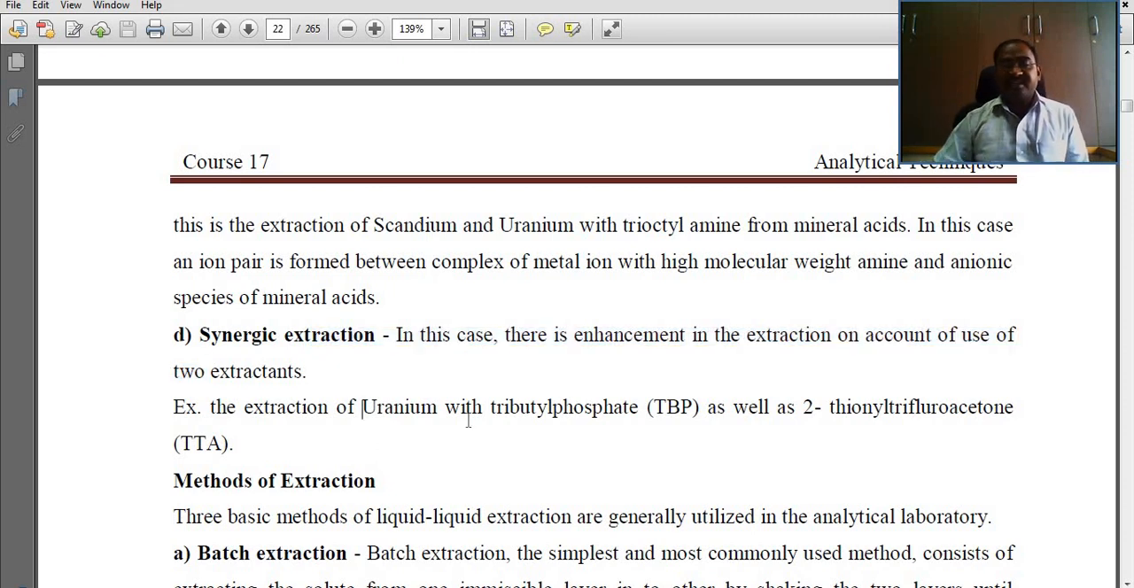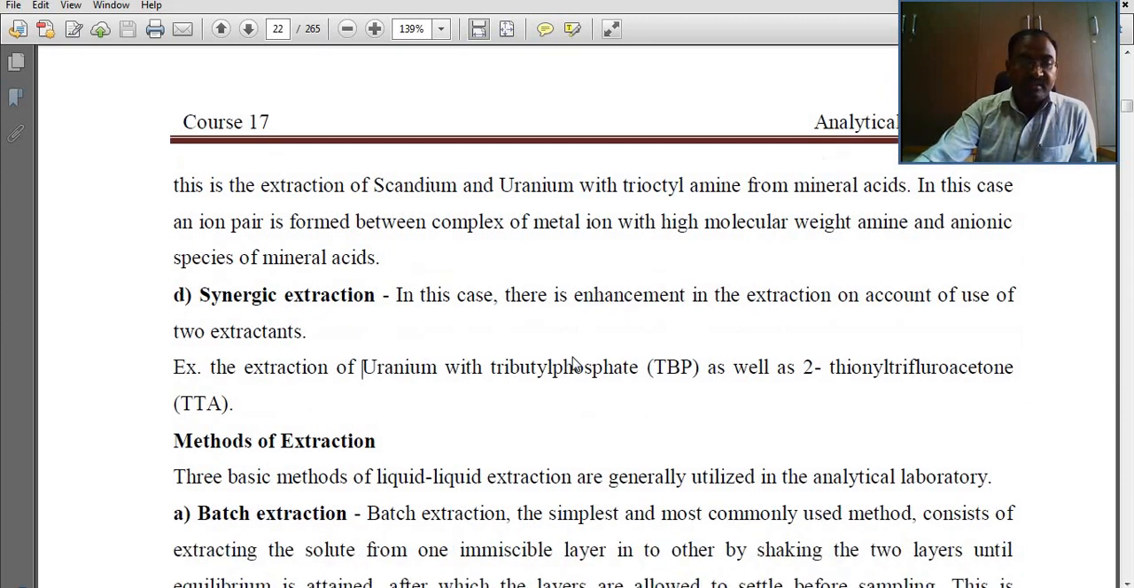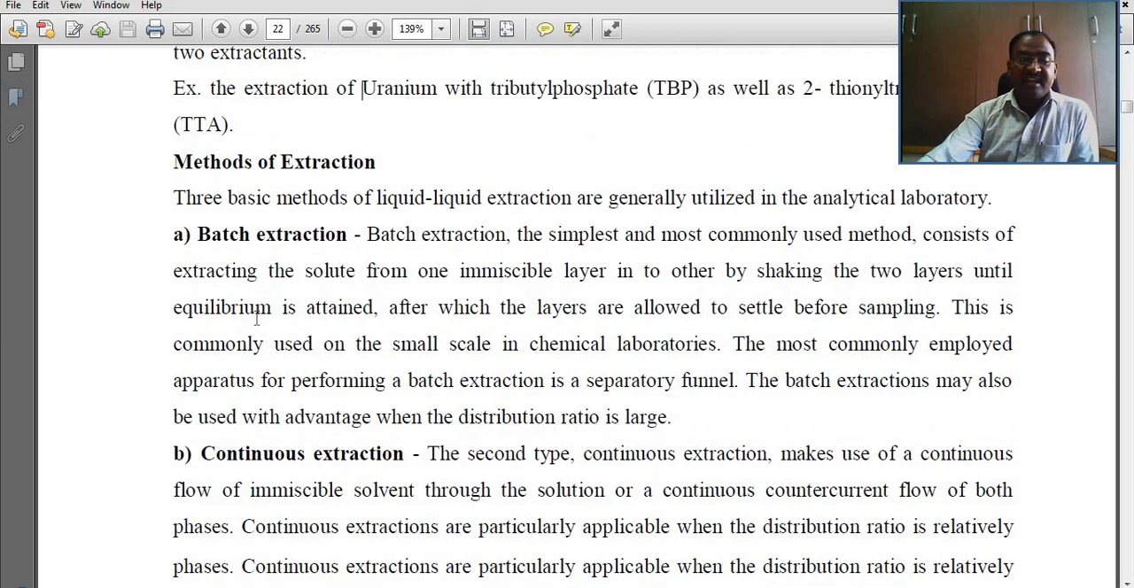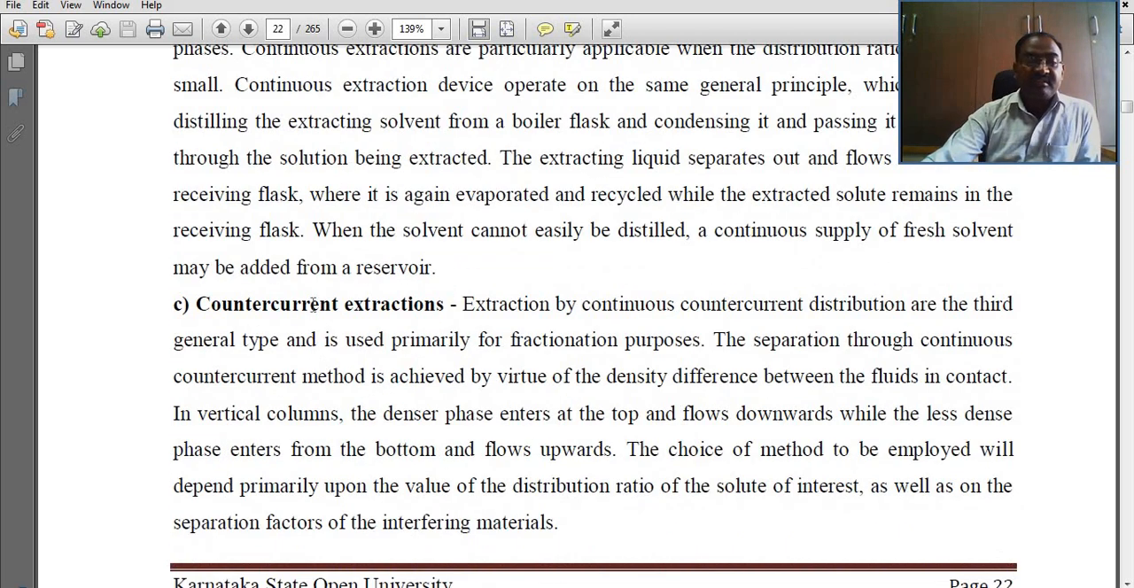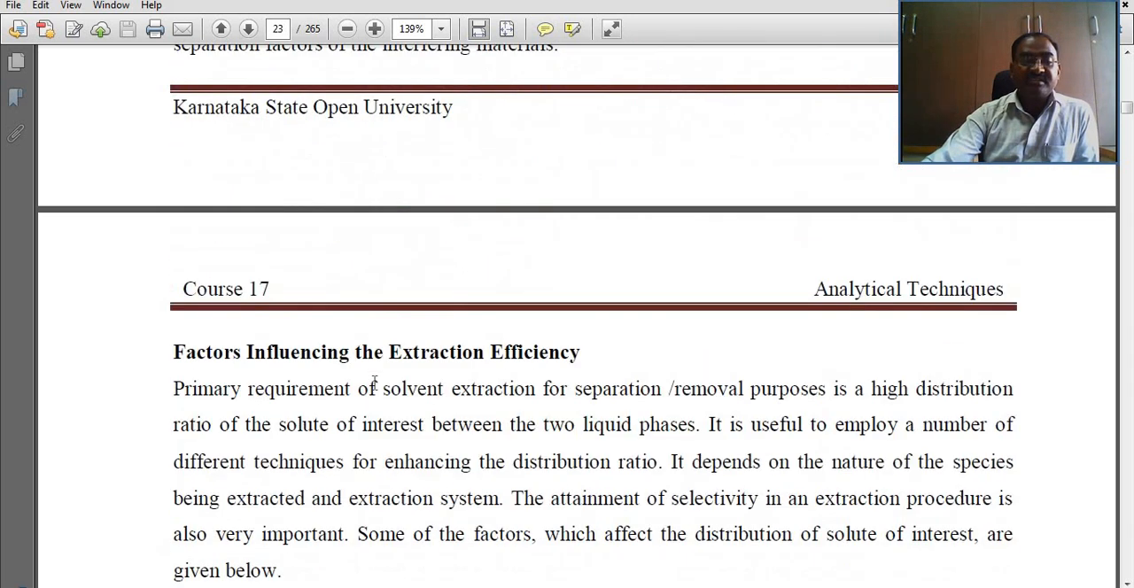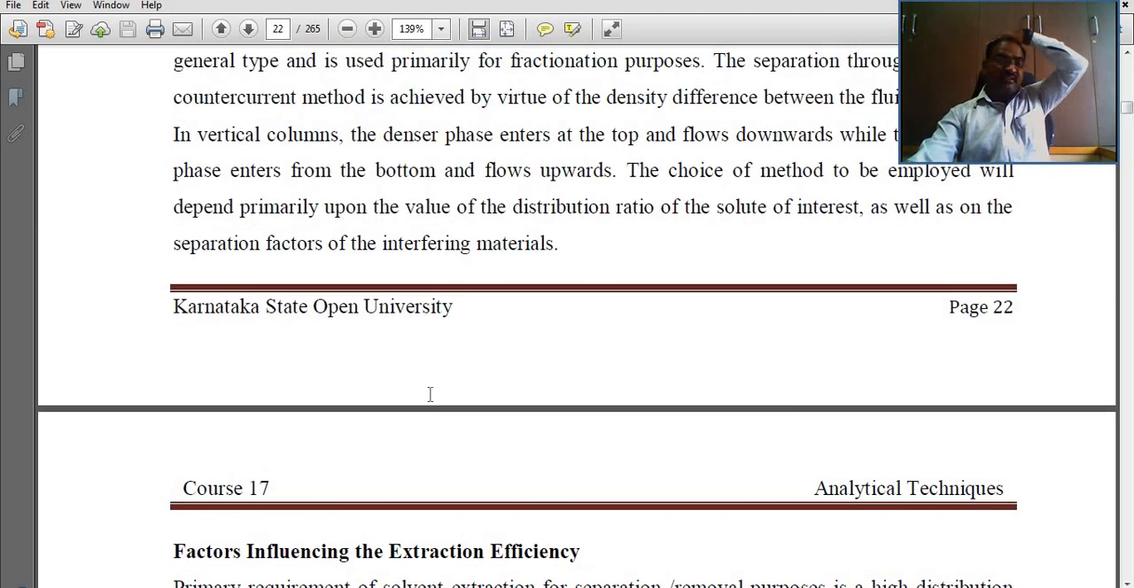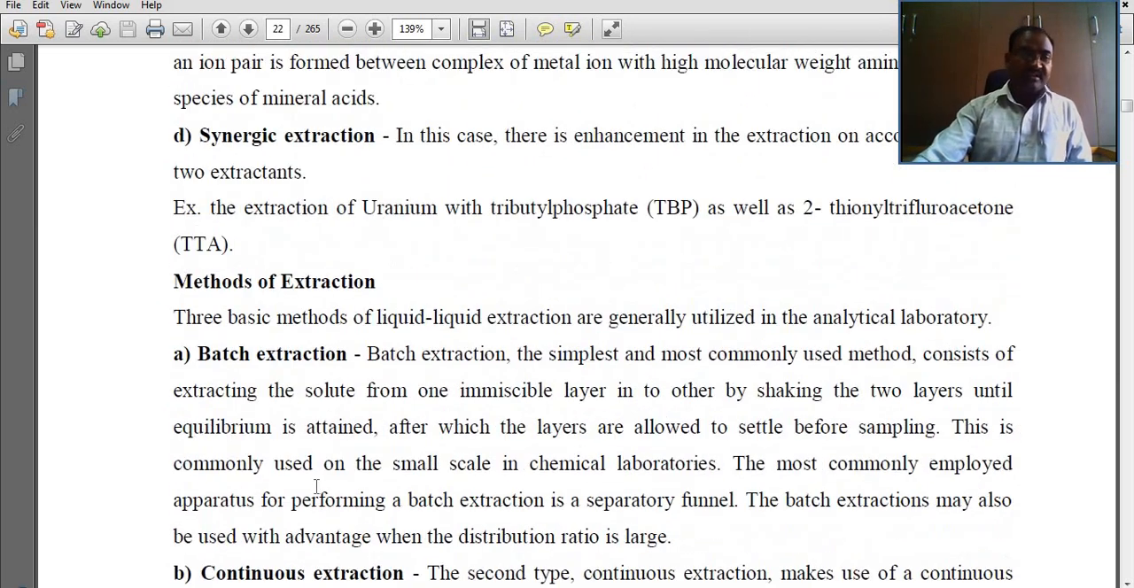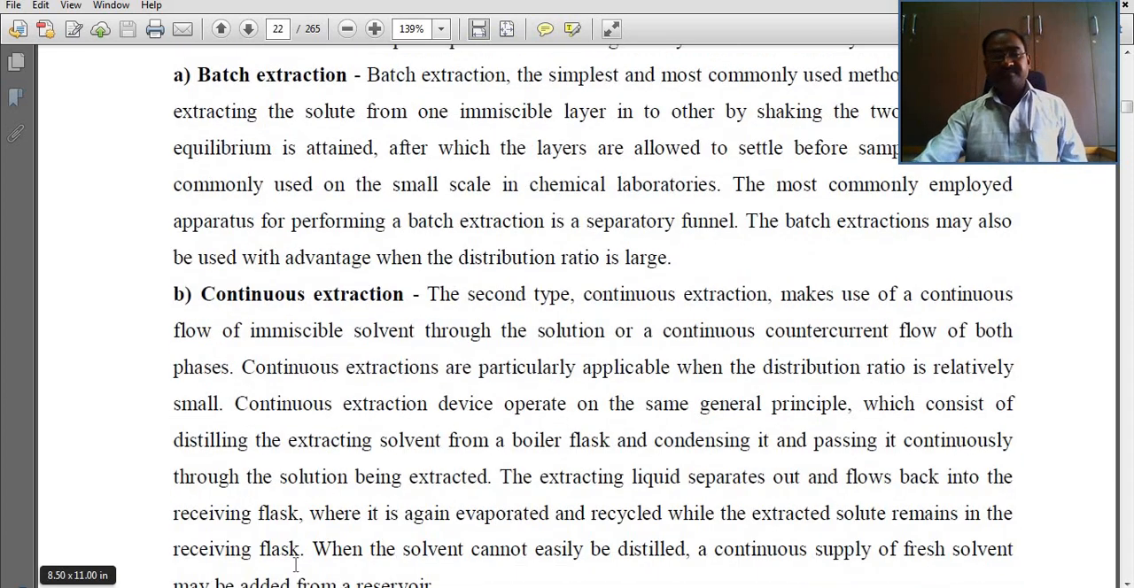Then synergistic extraction. In this case, there is enhancement in the extraction on account of the use of two extractants. One example is uranium with tributyl phosphate as well as 2-thenoyltrifluoroacetone. The methods of extraction are batch extraction, continuous extraction, and countercurrent extraction. These are all there in the part of methods of extraction.